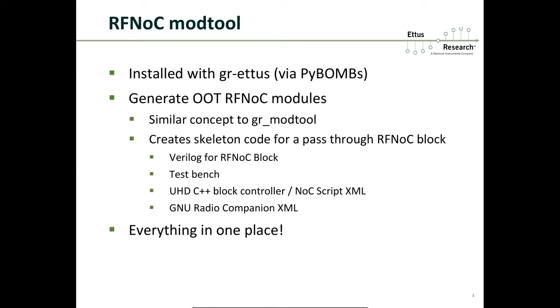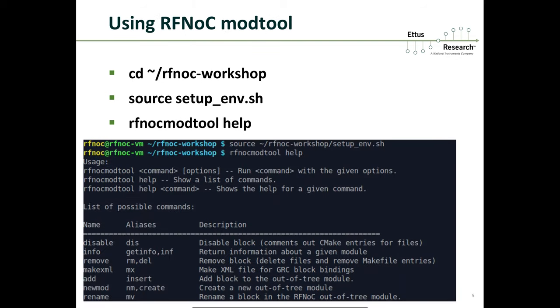For RFNoC, we have a few additional files, like the FPGA source code for our block, that need to be included. So we created a program based on gr_modtool called rfnoc_modtool to help us create an out-of-tree module with the additional files necessary for our RFNoC block. Those additional files include the block's Verilog code, testbench code, UHD C++ block controller, NocScript XML, and other files associated with GNU Radio Companion. The nice part about this out-of-tree module is that everything is in one place. So let's go over how to use rfnoc_modtool, and this begins our hands-on portion of the workshop.